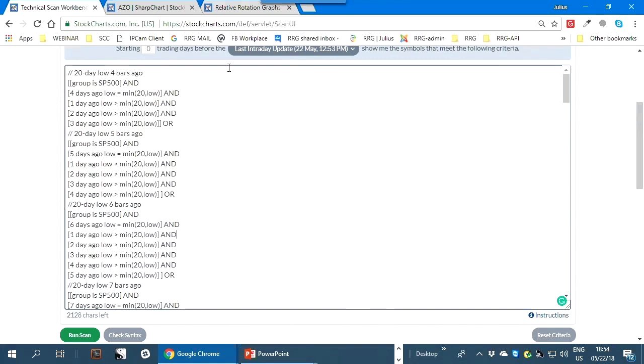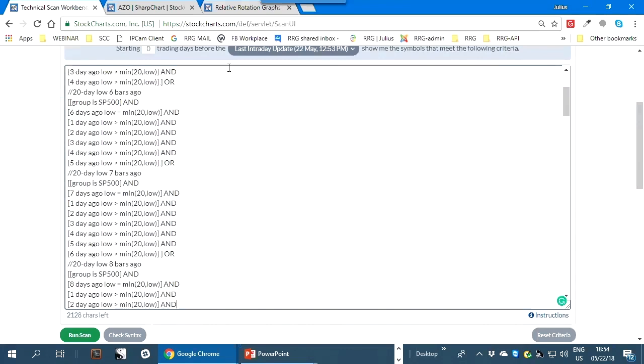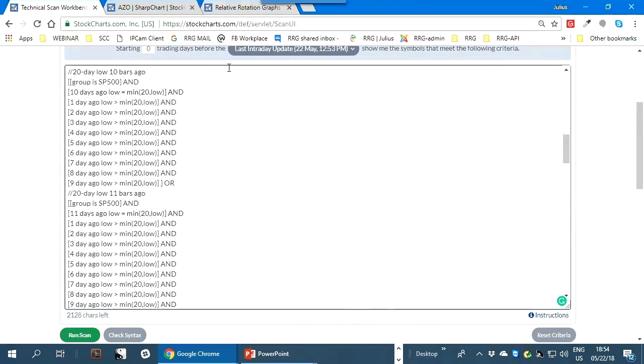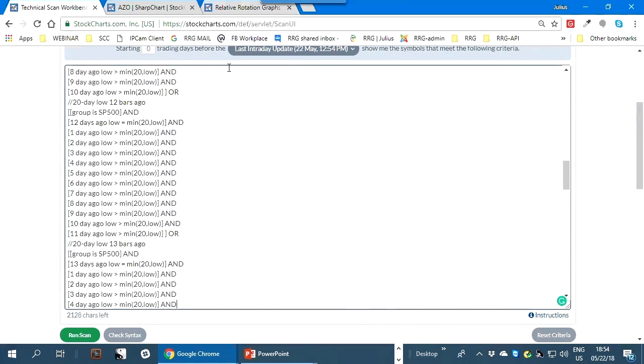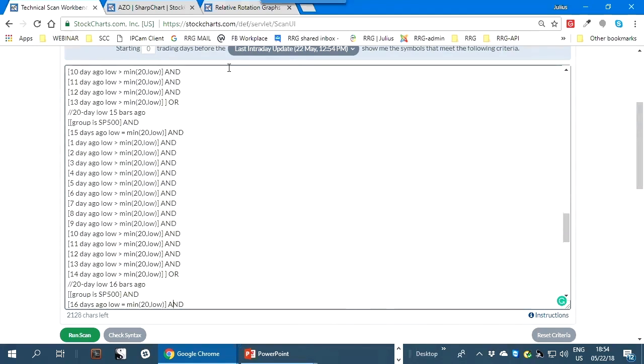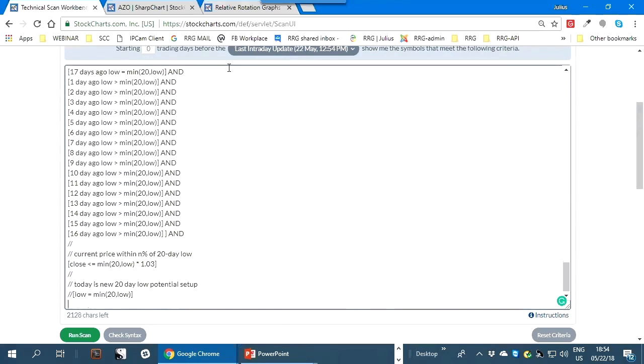And you'll see that my list of days gets longer. So the 6th day, 1, 2, 3, 4, 5. 7-day, 1, 2, 3, 4, 6. So I did this all the way down. For those of you who have done a little bit of coding, this would be a loop. In the scan syntax, I've solved that problem by making it or and basically manually creating my loop all the way down to 17 days, and we have a minimum of 3 days, so we're looking at roughly 20 days back.